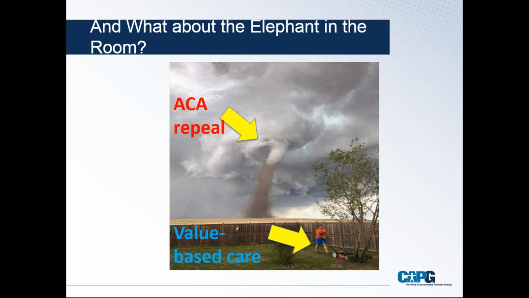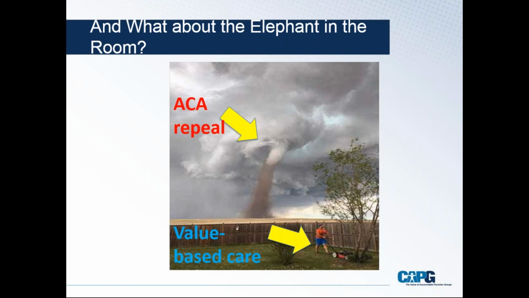And the last thing I'll say is that I haven't forgotten about the biggest elephant in the room, which is, of course, repeal and replace of the Affordable Care Act. And one of the questions I get from my members all the time is, if the ACA is repealed, what happens to all the other stuff, ACOs and bundles and medical homes, all the other things included in the ACA?